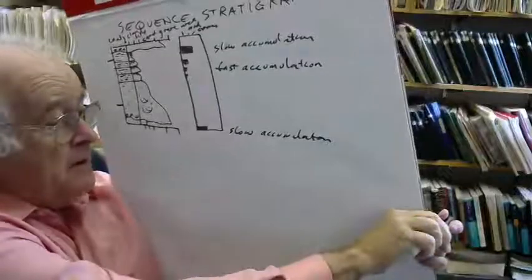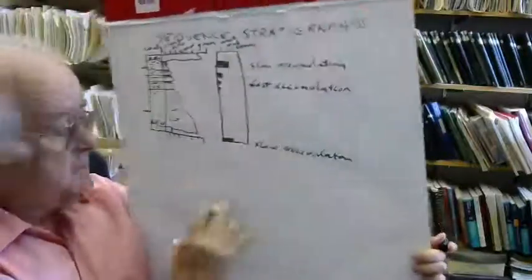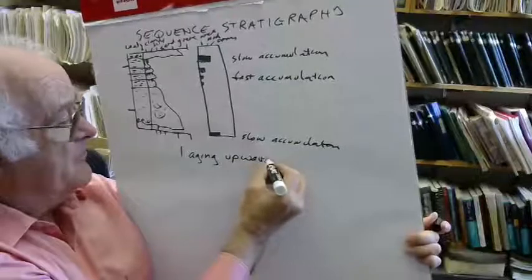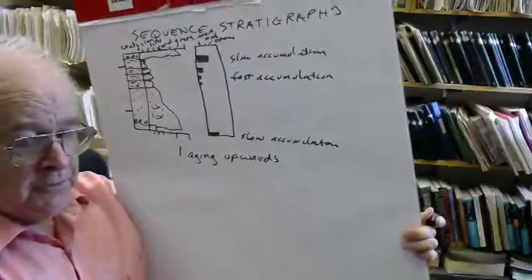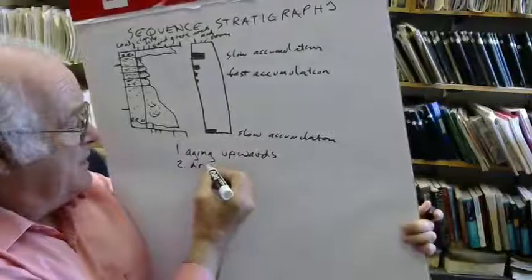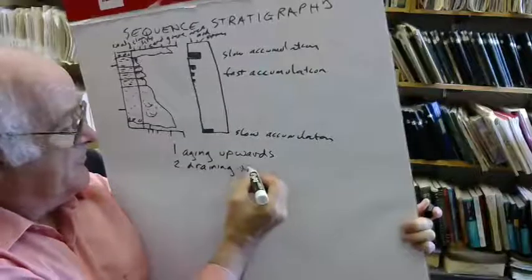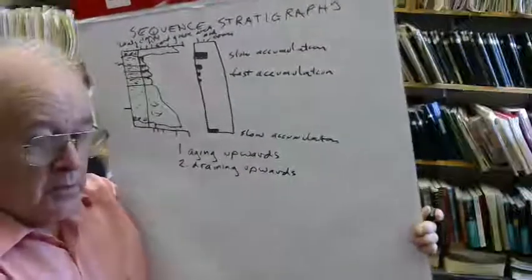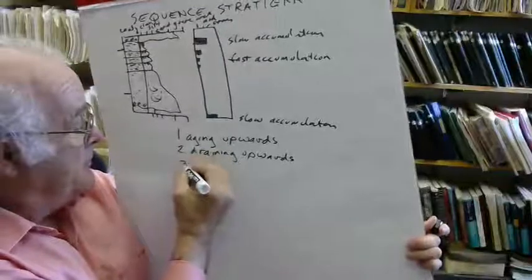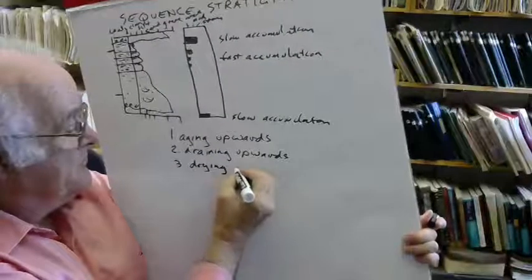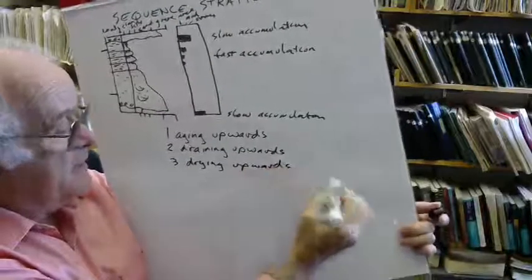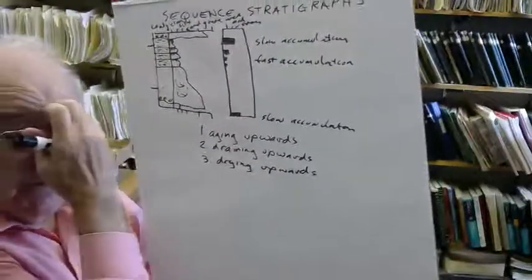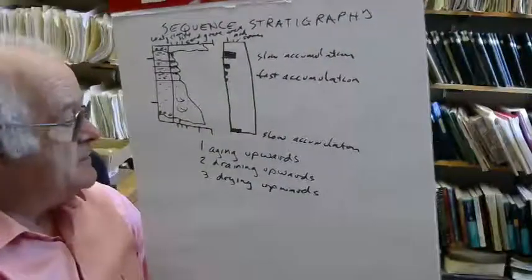Very commonly, we find when we measure paleosol sequences, they turn out like this. They turn out to be aging upwards. In other words, the older soils are at the top of a sequence. They also turn out to be draining upwards. In other words, the soils that are higher in the stack are better drained than the soils that are lower in the stack. And quite often they also turn out to be drying upwards. In other words, the soils that are higher in the stack are normally in a slightly more acidic climate than the soils lower in the stack.